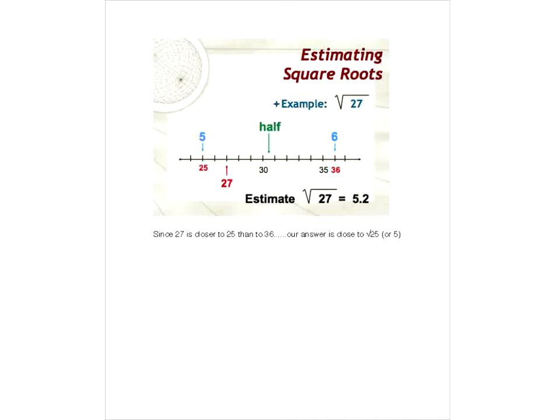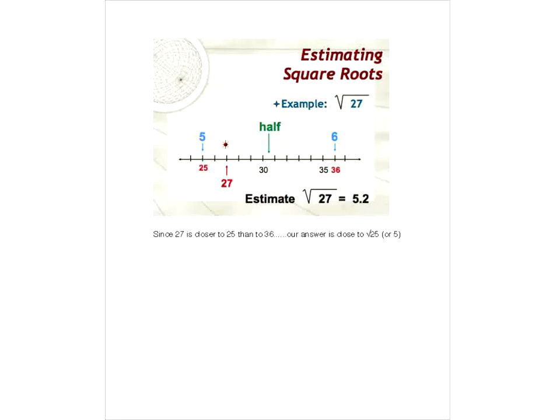But we want the square root of 27. Now you can see, looking at this, that 27 is closer to 25 than to 36. So it's closer to the square root of 25, which is 5, than the square root of 36, which is 6. If this is halfway in between, which is about 5.5, well, we're saying it's going to be somewhere around 5.2, because 27 is a lot closer to 25 than it is to 36. So that's why our estimate is 5.2. And as long as it's closer to the 5 than the 6, you'll probably get the right answer.